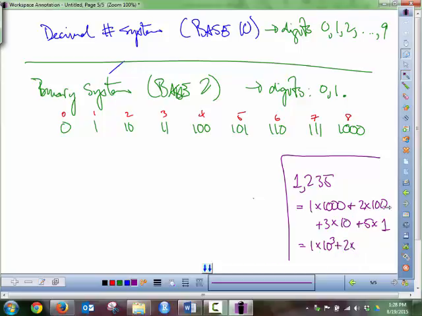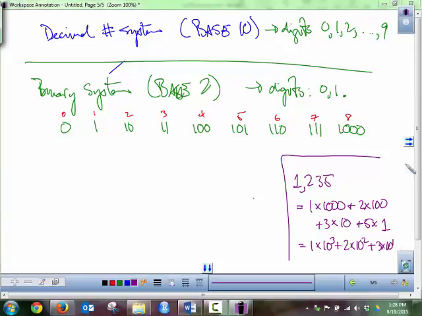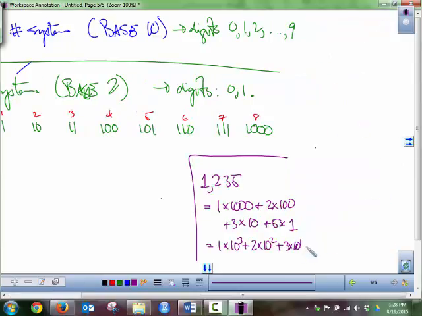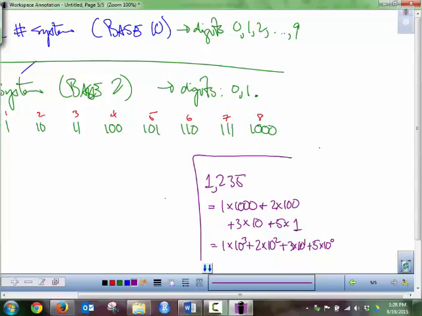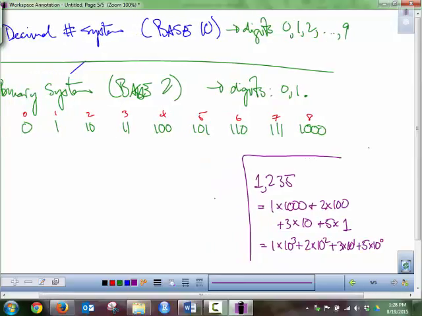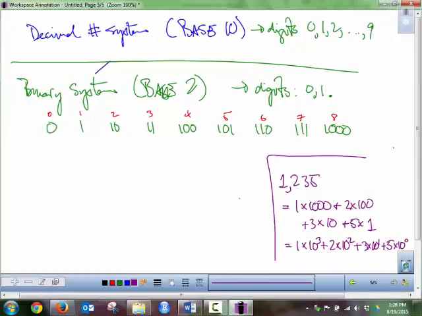And then when we learned exponents, we found out that we can write it like this: instead of 1,000, that's 10 to the 3rd power. And instead of 2 times 100, that's 10 to the 2nd power. And 3 times 10 to the 1st power, plus 5 times 10 to the 0th power. You know that 1 is 10 to the 0th, right? So this is where it becomes really clear that we're in base 10, because we're using powers of 10.